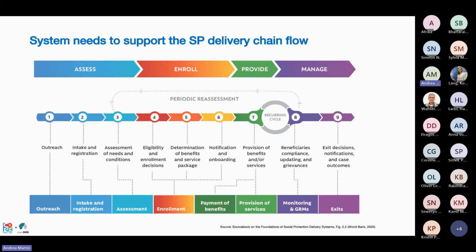At this stage, and we will mention it later, all these steps can also be performed by what we call a social registry. A social registry is an information system that collects data about applicants of a program, or in general, citizens of a country. And then based on the available data inside, it can recommend individuals to different programs.